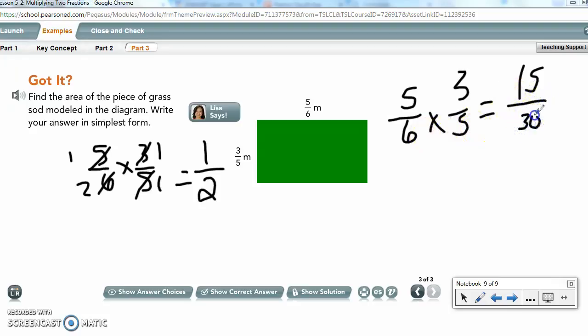From there, I know I can divide by 5. So 15 divided by 5 is 3. 30 divided by 5 is 6. And I know that 3/6 can be divided by 3, or 3 can come out of both. 3 divided by 3 is 1. 6 divided by 3 is 2. I get 1/2 regardless of which method I use. Go ahead and copy those down, and when you're done, you're good to go.